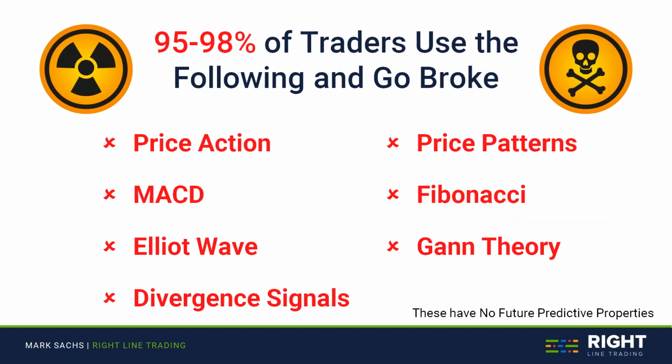So why do most traders fail? Because they're trading with price action, MACD, Elliott wave, divergence signals, price patterns, Fibonacci, Gann theory. You know what? I can pull Fibonacci levels from any swings, and I guarantee you I'll get something to line up. Somewhere, something will line up.